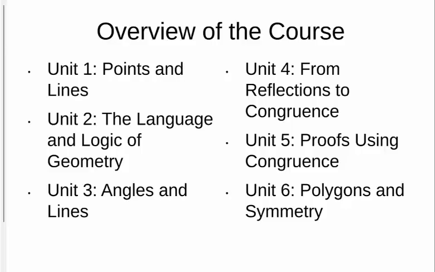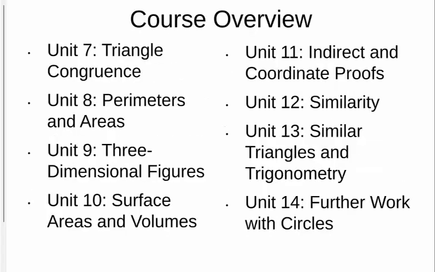So this is an overview of basically what will be covered in this geometry set. We start off with Unit 1, points and lines. Then Unit 2 will be the language and logic of geometry. Unit 3, we talk about angles and lines. Unit 4, we talk from reflections to congruence. Unit 5, we talk about proofs using congruence. Unit 6, polygons and symmetry. Unit 7 will be triangle congruence.